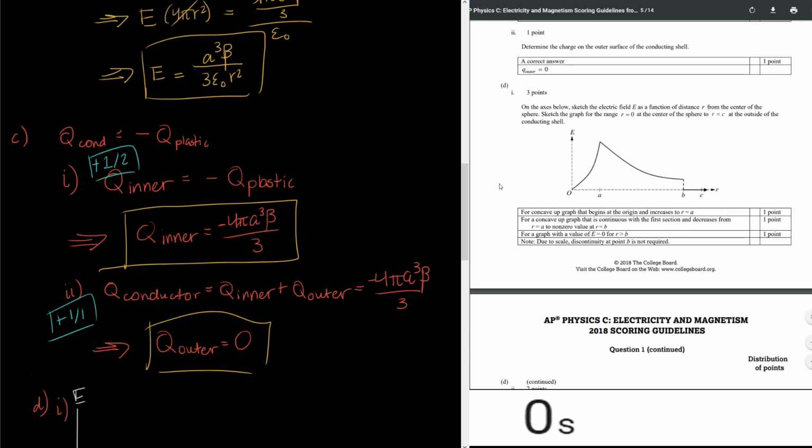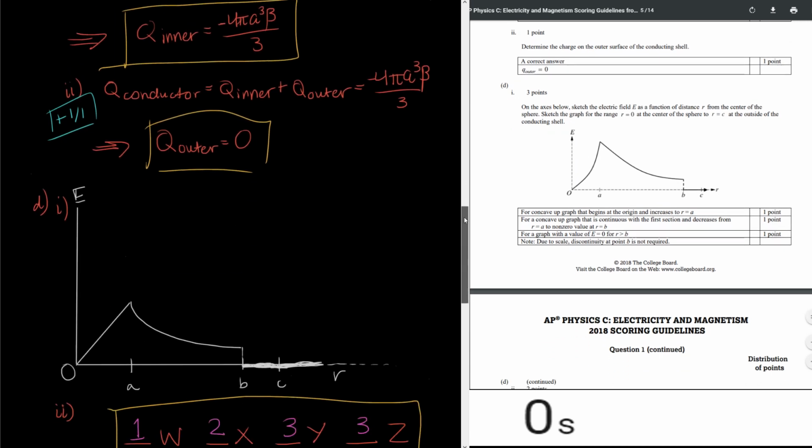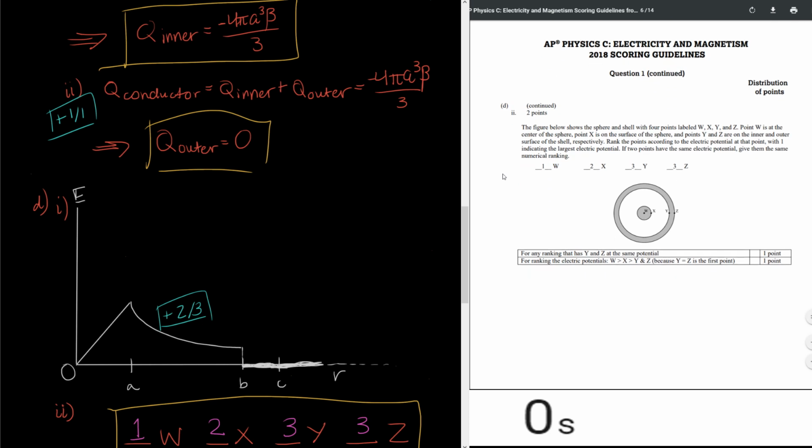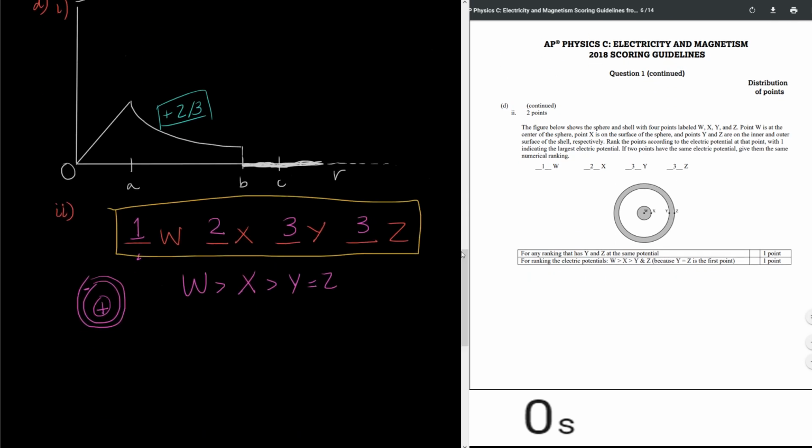And for this graph part, rip. For a concave up graph that begins at the origin and increases to r equals a. For a concave up graph that is continuous with the first section and decreases from a to a non-zero value, we get +1 for this part. For a graph with E equals 0 for r greater than b, we get a point for that. Yeah, okay, so we get 2 out of 3. And the graph should have been basically a parabola going up there. This was silly of me.